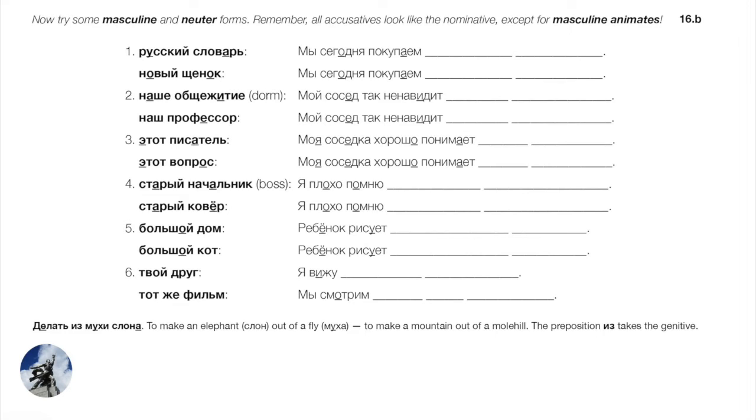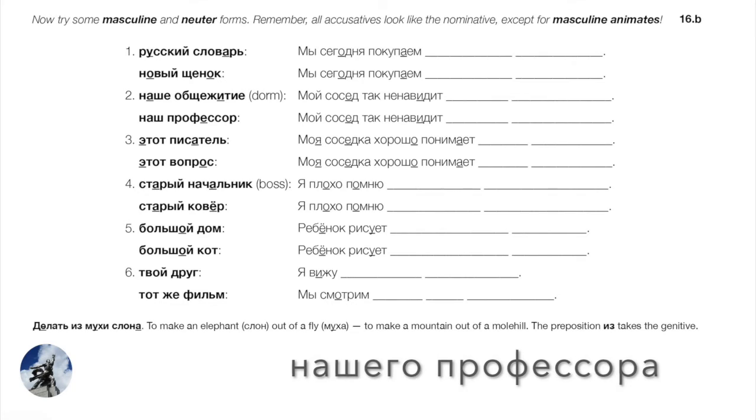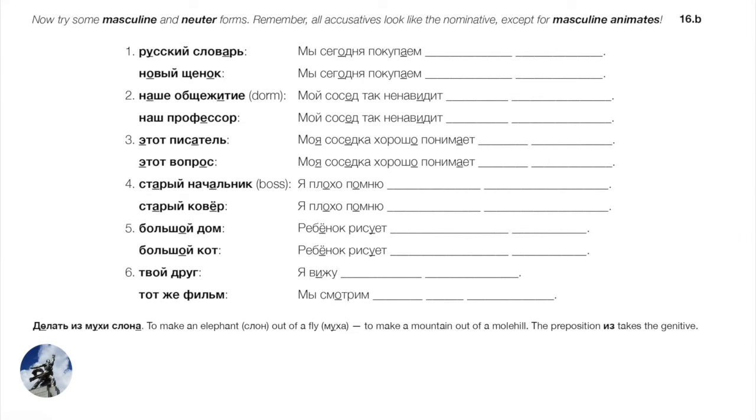Number two, наше общежитие. Мой сосед так ненавидит blank. Okay, so our dorm, and then we want to say my neighbor so hates, right? He hates it so much. He so hates blank. So neuter accusative remains the same, наше общежитие. Okay, what about наш профессор? Well, that's animate, of course, right? So my neighbor so hates our professor. That form in the accusative here is going to need to look like the genitive. So that would be нашего профессора, right? Мой сосед так ненавидит нашего профессора.